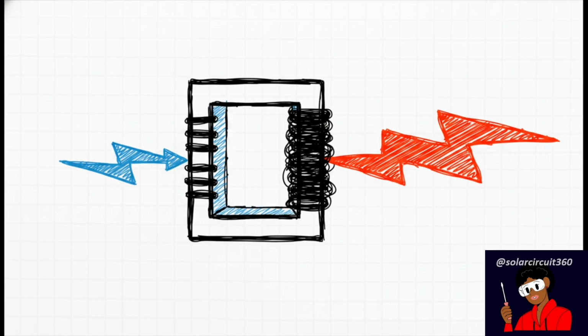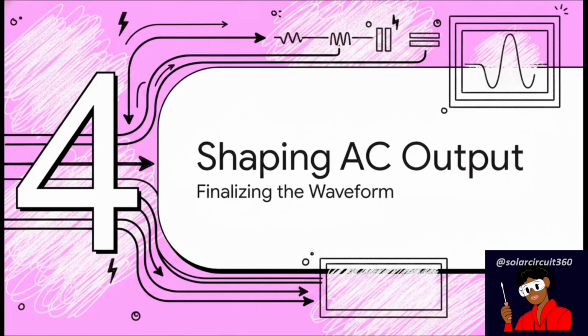So, the main takeaway here is this. More turns of wire on the secondary winding directly produces a proportionally higher output voltage. That is exactly, physically, how 12 volts gets stepped up to 120 or 230 volts. Pretty cool, right? Let's keep moving.